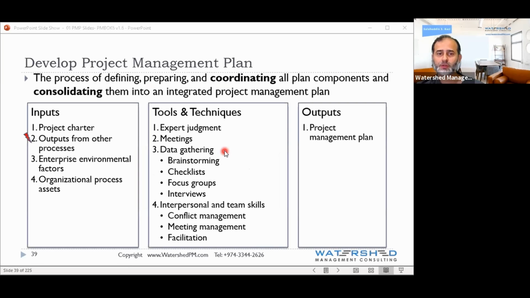All right. Now that you understand the develop project management plan, can you explain to me the most important input? Okay, let's start backwards. The output is easy. What will be the output of your integration process when you're done? What will be the output?